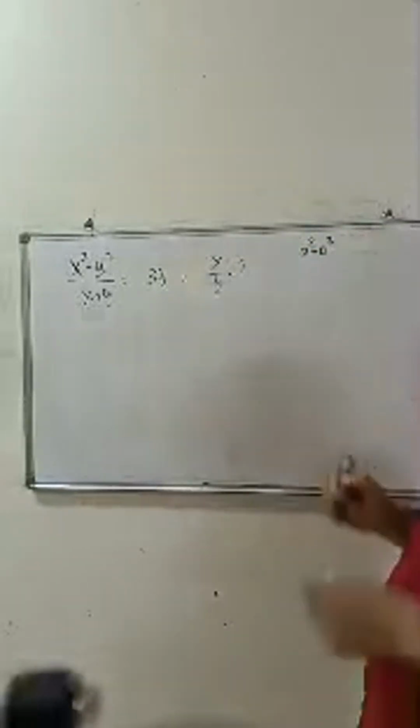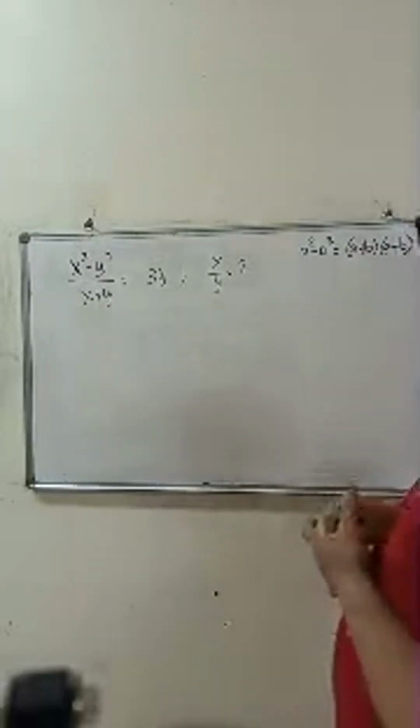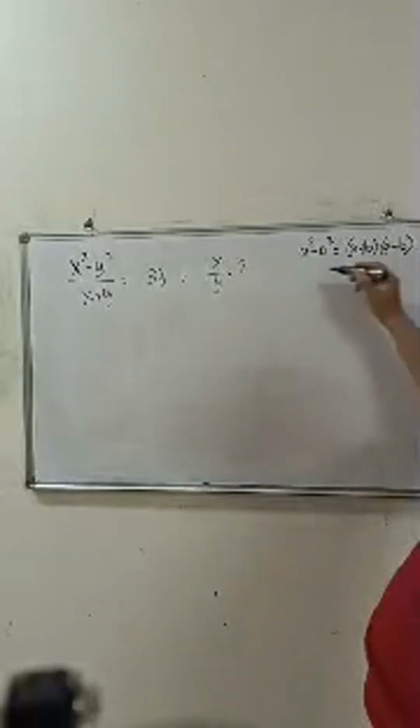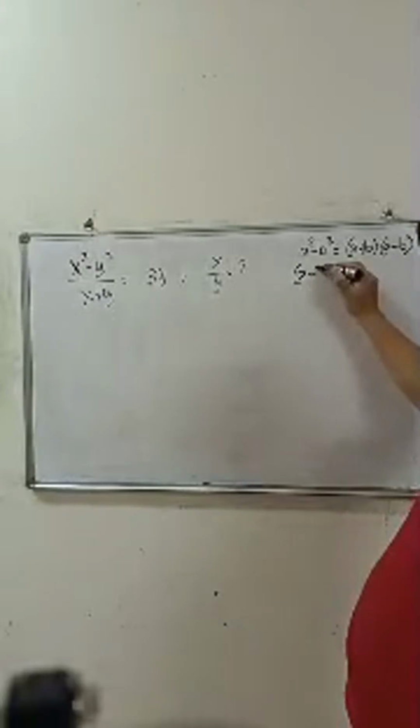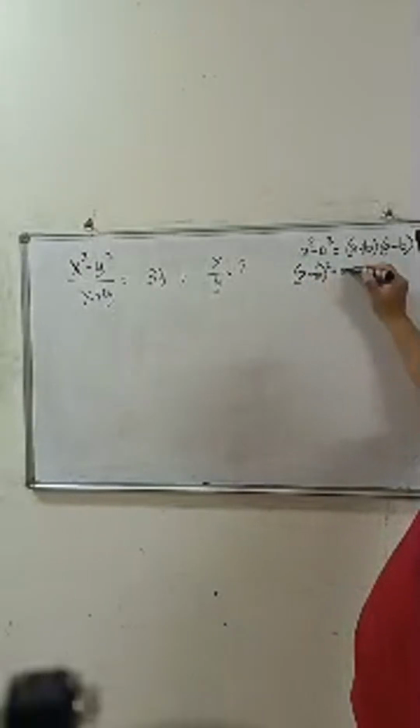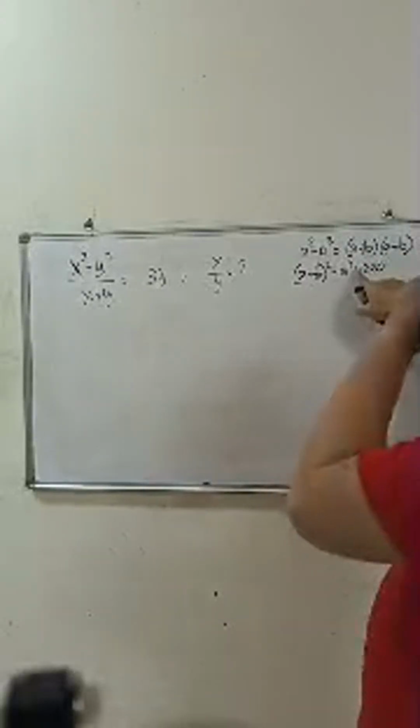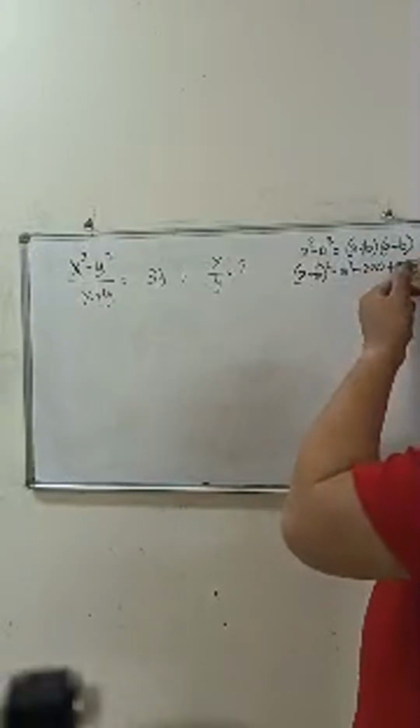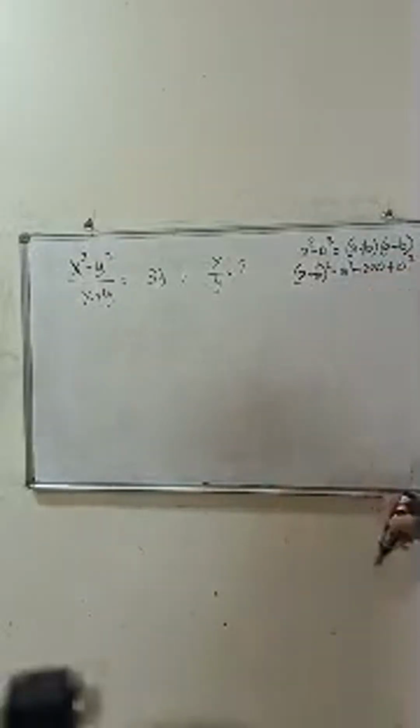a squared minus b squared. So what's this all about? a squared minus b squared is equal to a plus b times a minus b. Things like that. And if you say a minus b raised to the power 2, it is equal to a squared minus 2ab plus b squared. Is that right? Things like that.